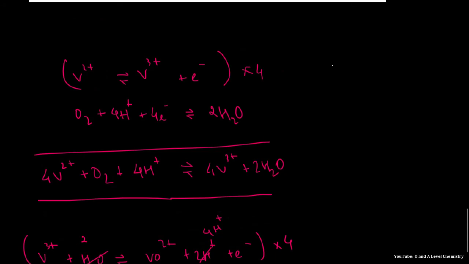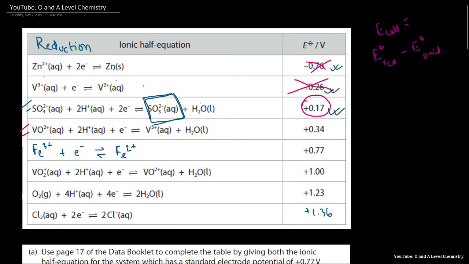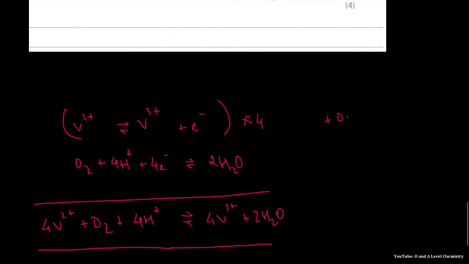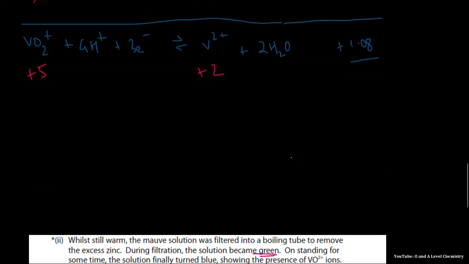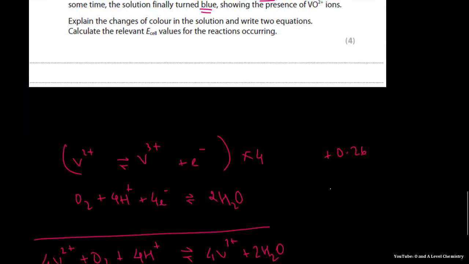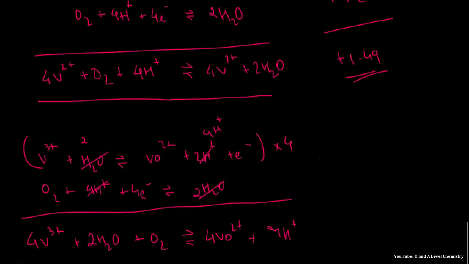So we have to calculate the E cell values for this. I'm just going to plug in the E cell values here. V2 to V3 is going to be positive 0.26. And the reduction of oxygen is going to be plus 1.23. If I add them up, I have positive 1.49. As the E cell is positive, this reaction is going to happen.